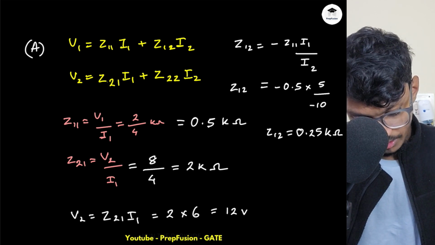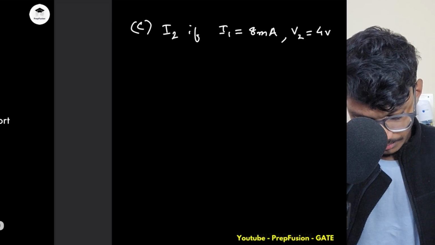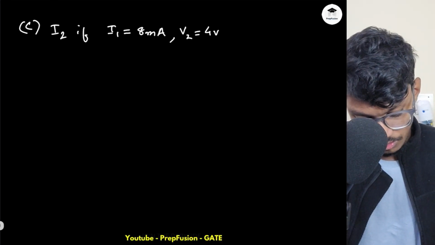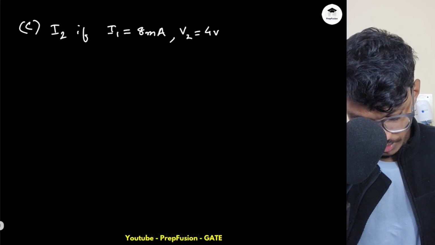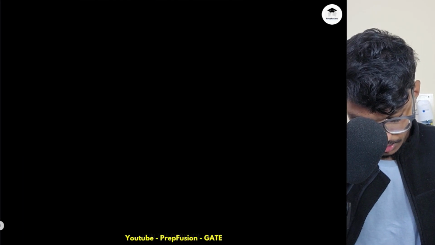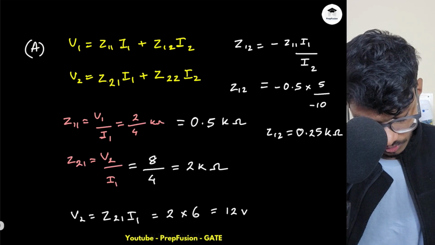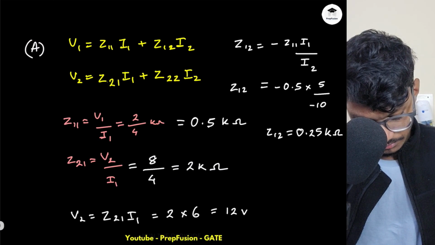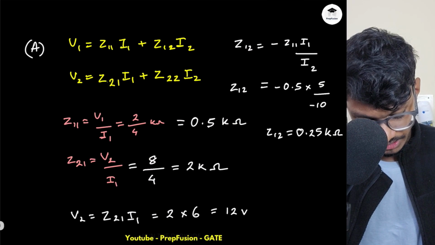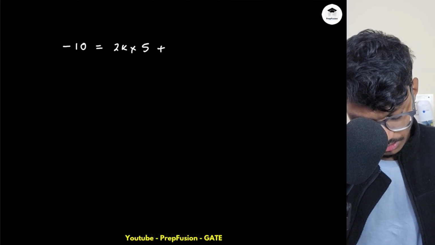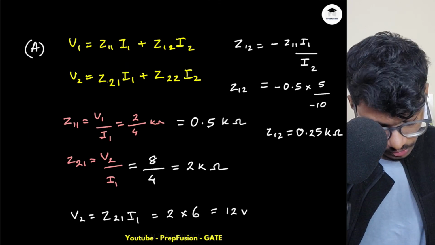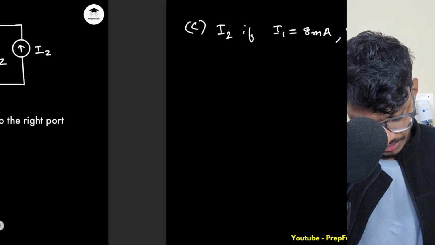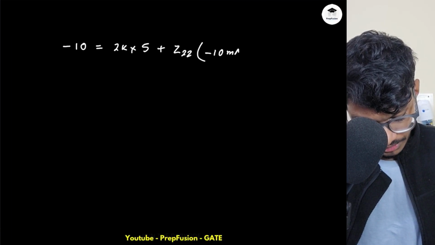What about Z22? This time my V2 is given, I1 and I2 are given, and I know Z21 as well, so I can find out Z22. V2 is minus 10 volts. V2 is minus 10 equals Z21, which is 2 kilo ohms, into I1. I1 is 5 milliamps, plus Z22, which I don't know, into I2. I2 is minus 10 milliamps.